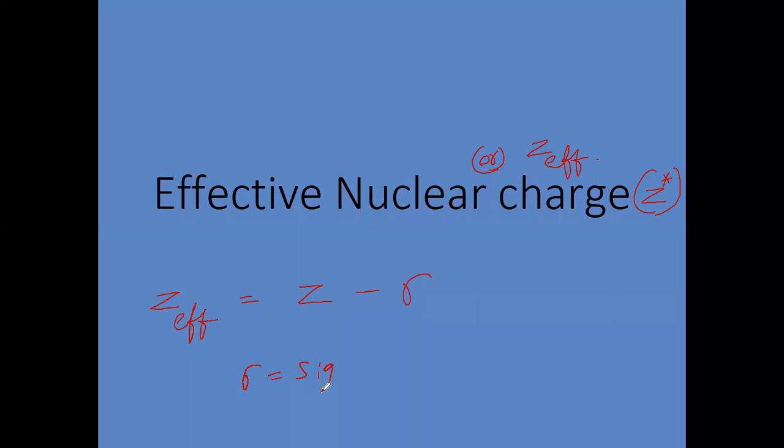Screening constant. Sigma indicates the screening or shielding constant. So how to find this screening constant, we are going to discuss. The Z value, the atomic number of the atom, we know. Sigma is the screening constant, whose value we are going to discuss.